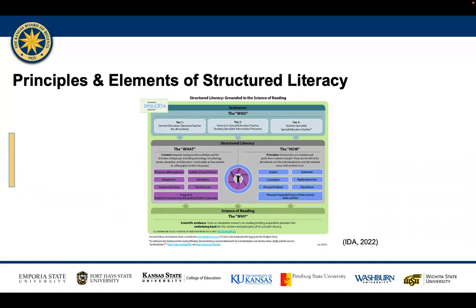monitoring. Instruction should focus on the following elements: phoneme grapheme correspondences, also known as sound symbol associations or phonics, syllable types, morphemes, vocabulary, sentence structure, text structure, and the integration of reading comprehension and spelling and written expression. In this particular session, we will focus on phoneme grapheme relationships.